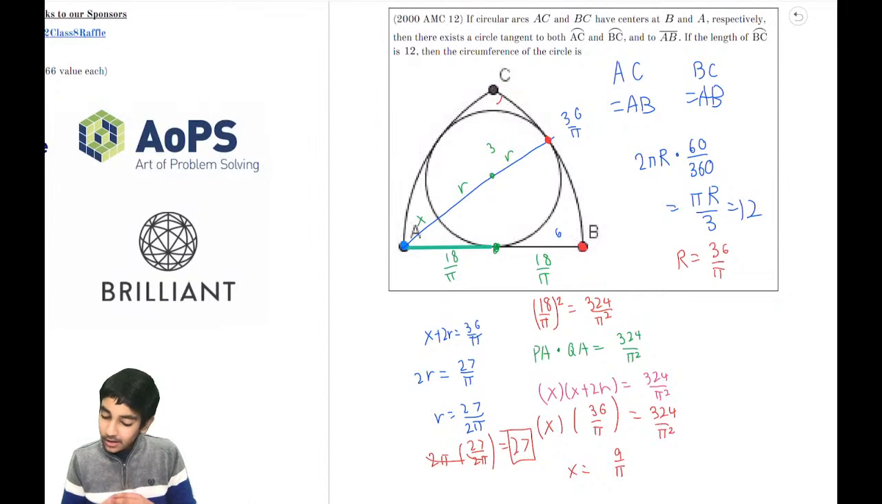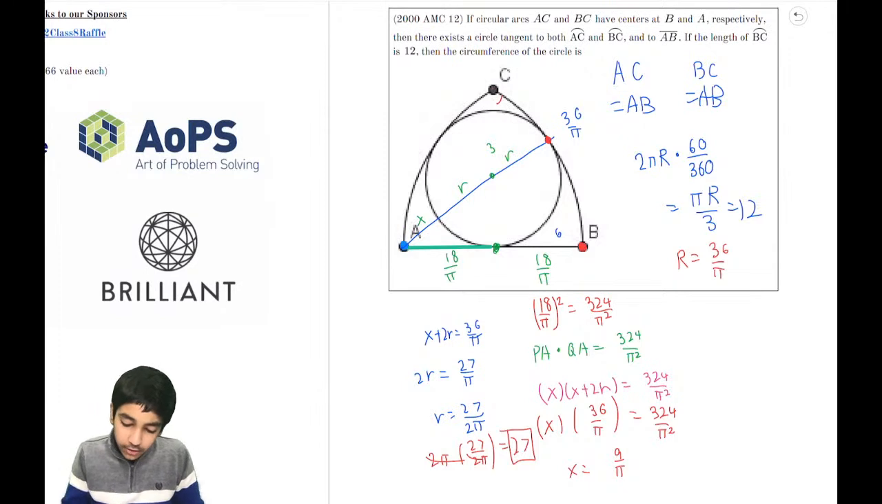The key idea is, number one, knowing to apply power of a point. And number two, when you're stuck, you look at the information you haven't fully used. We've not really used too much about the arcs, other than the fact that it's 36 over pi. So try to use that again. Somehow get that this length is also 36 over pi. That was a very special property of this problem.